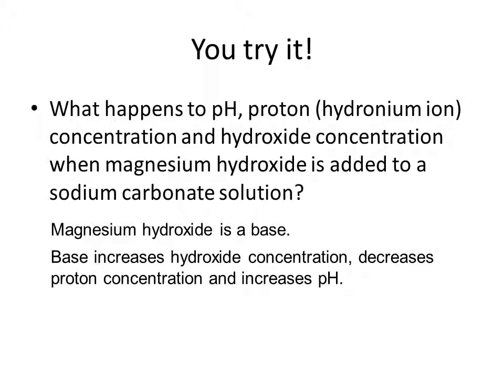To do this problem, you have to realize that you may have sodium carbonate there, and that sounds complicated, but you have to look at what your action is. Your action is that you're adding magnesium hydroxide. That means you're adding a base, because magnesium hydroxide is a metal hydroxide. Base is going to add hydroxide. That increases the hydroxide concentration, and it must decrease proton concentration then. And then, of course, if your proton concentration is decreasing, your pH will increase.